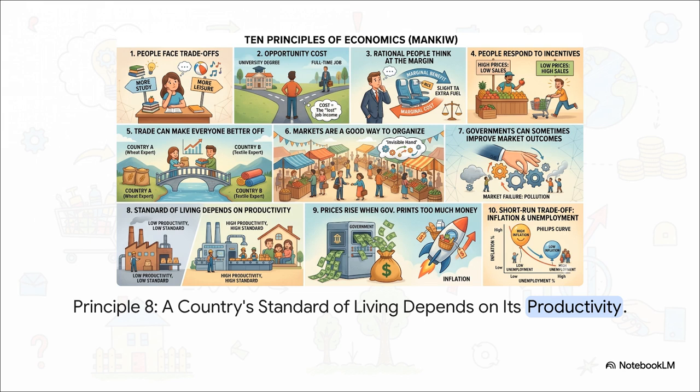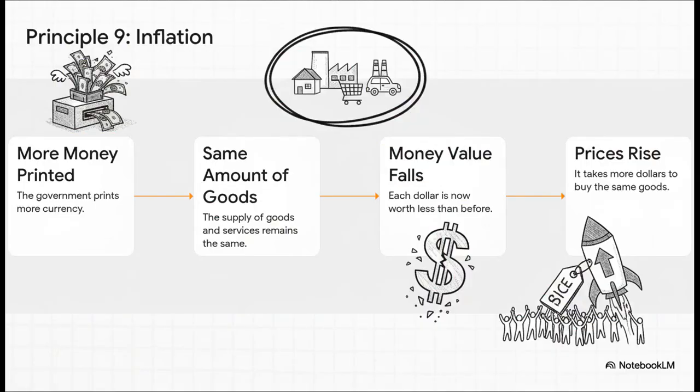You can see the difference pretty clearly. The country with high productivity has way more and a much higher standard of living. It's pretty staggering. But almost all the differences you see in living standards boil down to that one word: productivity. And that brings us to the dreaded I word, inflation. So what's the deal with it?